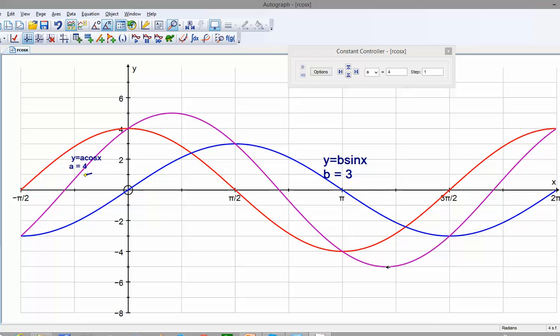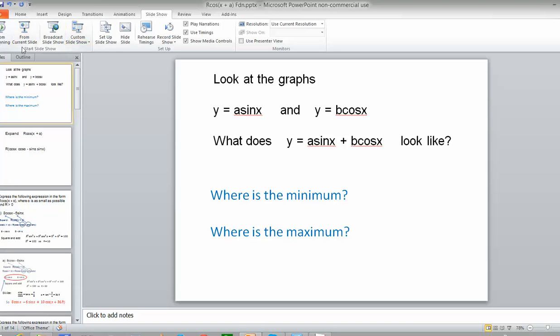So can you see a relationship between the highest point for the cos curve, which is 4, the highest point for the sine curve, which is 3, and the highest point of the combined curve is 5. So is there a relationship between A, B, and this maximum point here? And can you think of an equation for that curve there? Now, let's go back to the slides.